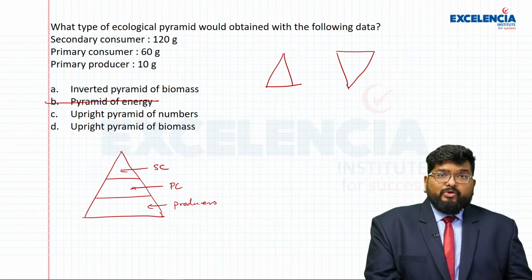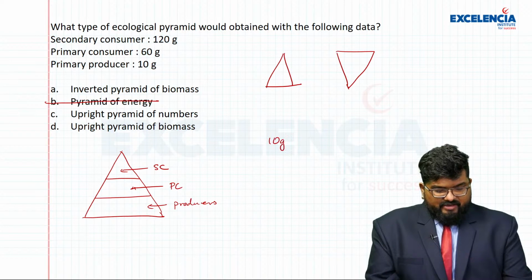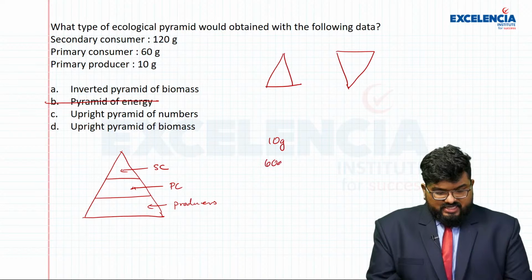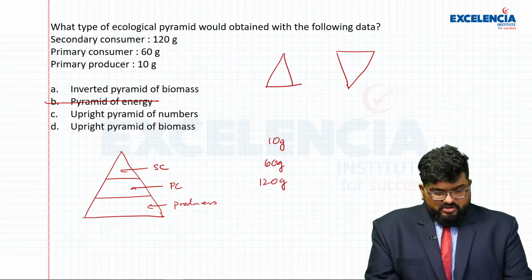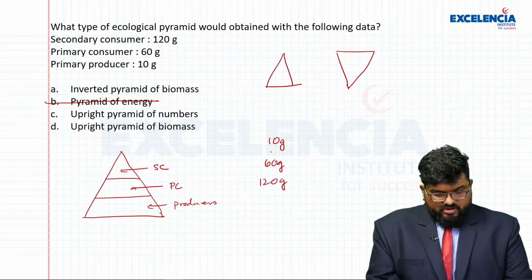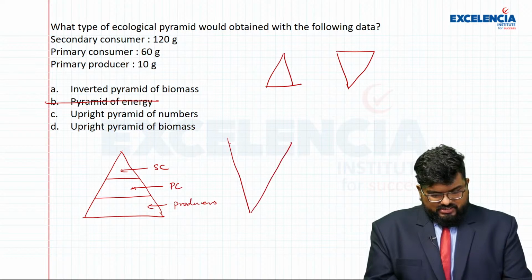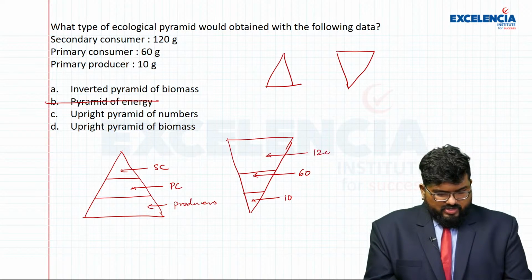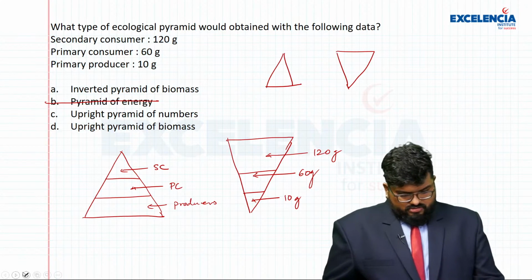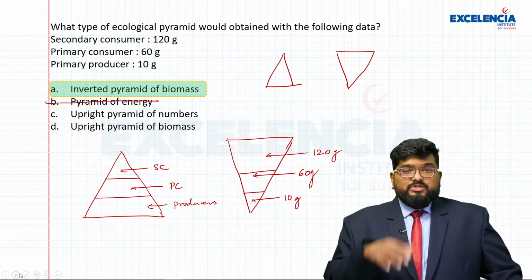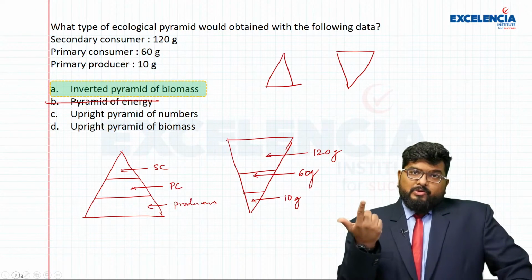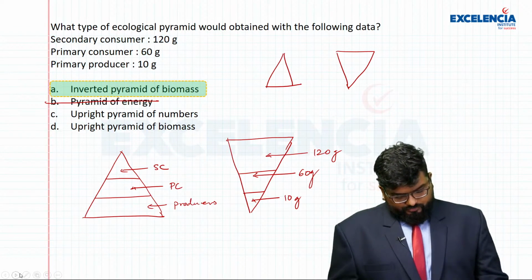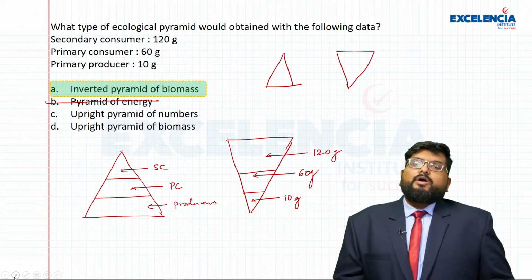120 grams. So if it is grams, then we are talking about biomass, isn't it? So the primary producer is 10 grams, the primary consumer is 60 grams and the secondary consumer is 120 grams. So my pyramid over here is inverted, isn't it? Because the producer, which is supposed to be at the bottom, is less: 10, 60 and 120. So this will be an inverted pyramid of biomass, and pyramid of biomass can be inverted, but pyramid of energy can never be inverted. Remember. Is this 12th grade portion? Yeah, ecology.